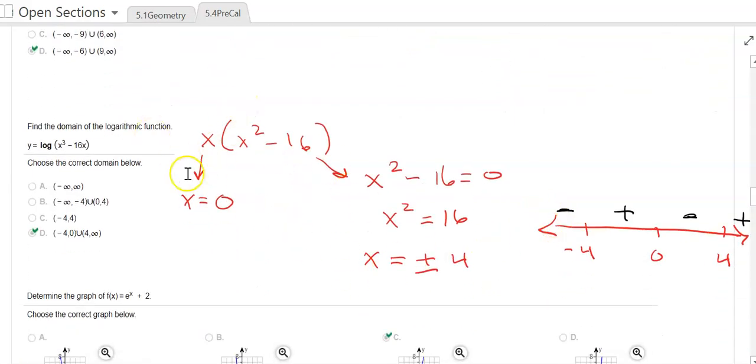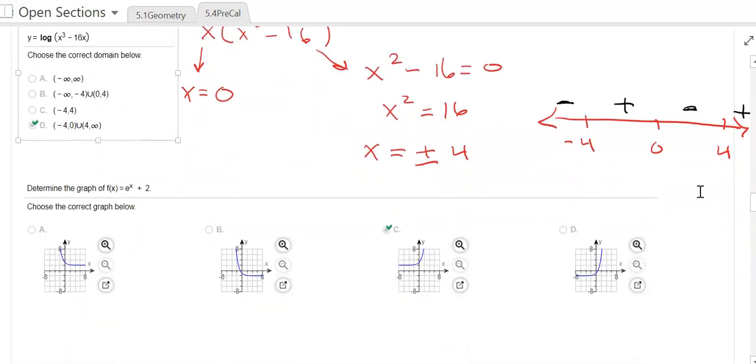Same thing here. So we have a cube here, so we know we should have 3 different zeros. Sorry, it's negative 4, 0, and 4. So I do that same process. I plug in a negative number like negative 5, plug in negative 2, plug in positive 2, plug in positive 5. And I see that my domain is between negative 4 and 0, and 4 to infinity.